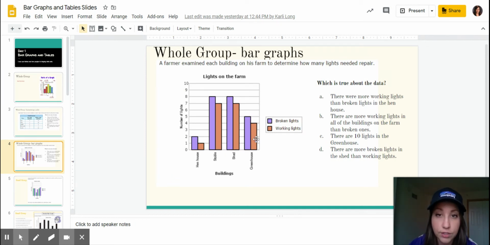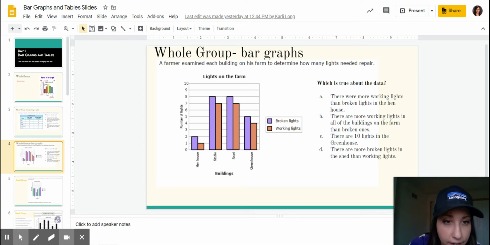Okay, check it out. First thing I do when I'm talking about bar graphs is read the data. So I look at the title, lights on the farm, the labels, number of lights, buildings. It looks like it goes up by ones. Two different colors here. We have purple meaning broken lights, and orange or brownie color means working lights. Wow, looks like this farm has a lot of buildings with burnt out lights. The hen house looks like it has just one working light and two burnt out lights, but it's dark in there. Huh.